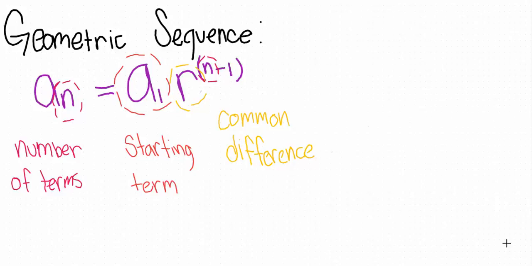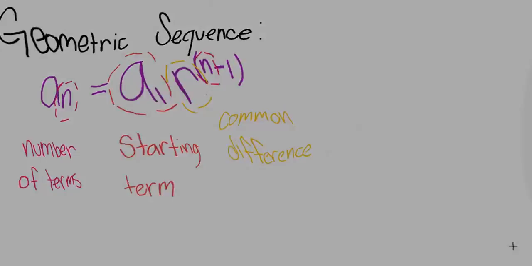The n in an and the n alone is the number of terms. A1 is the starting term. R is the common difference.